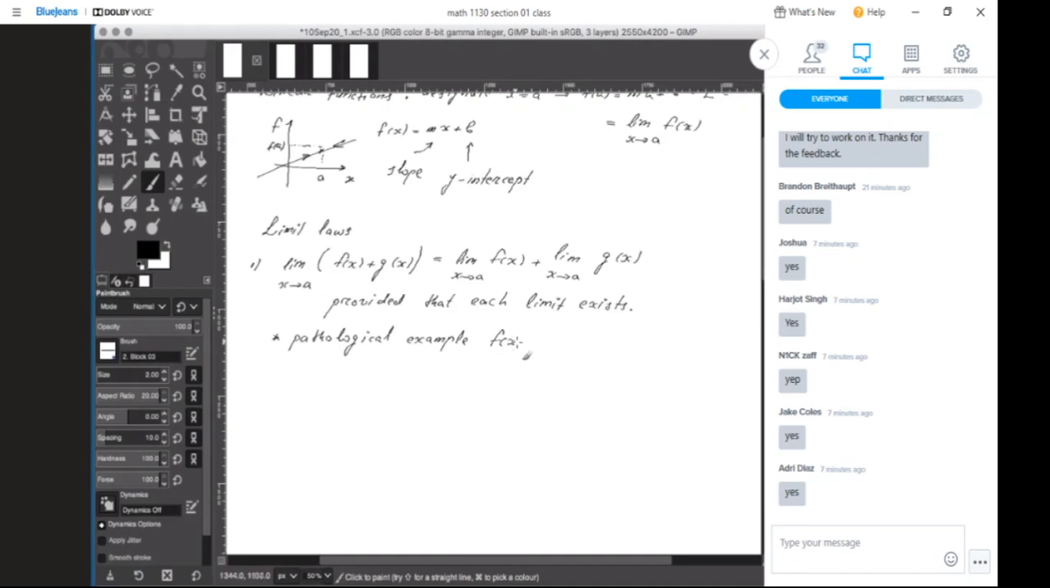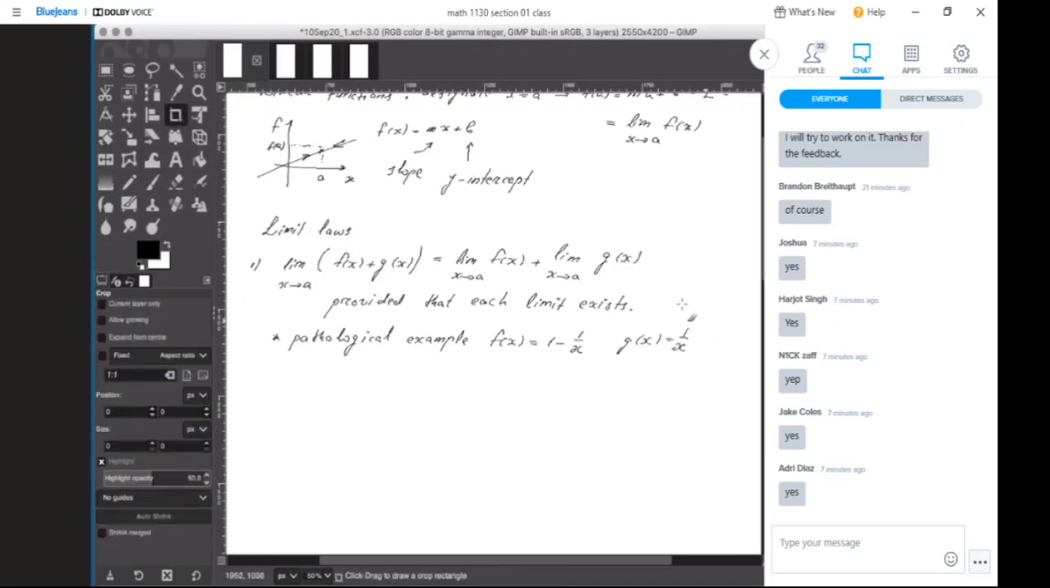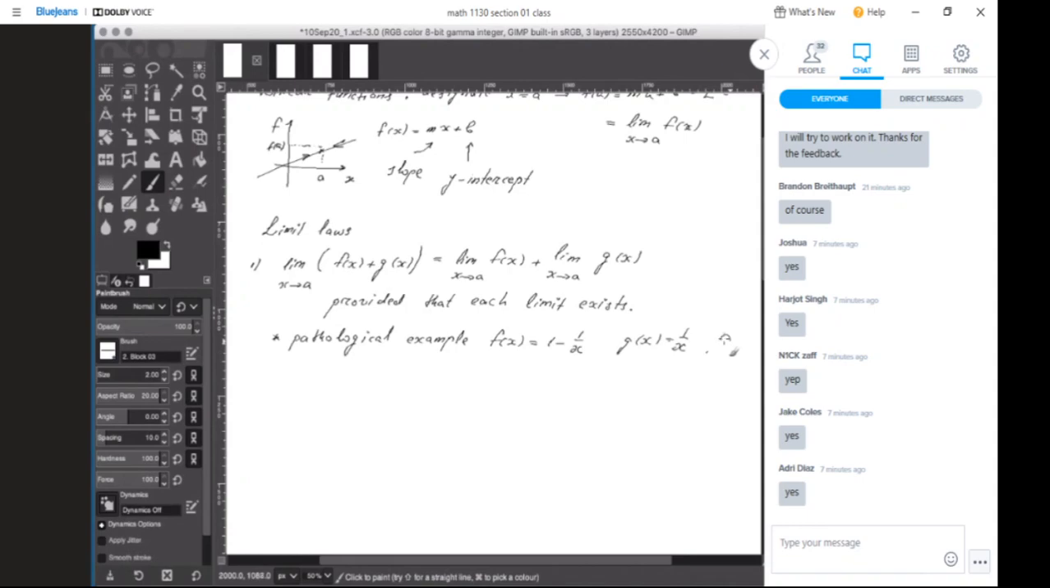Say f of x can be minus 1 over x, and g of x can be 1 over x. And choose x and choose a to be 0. So you obviously see what is going to happen, right?